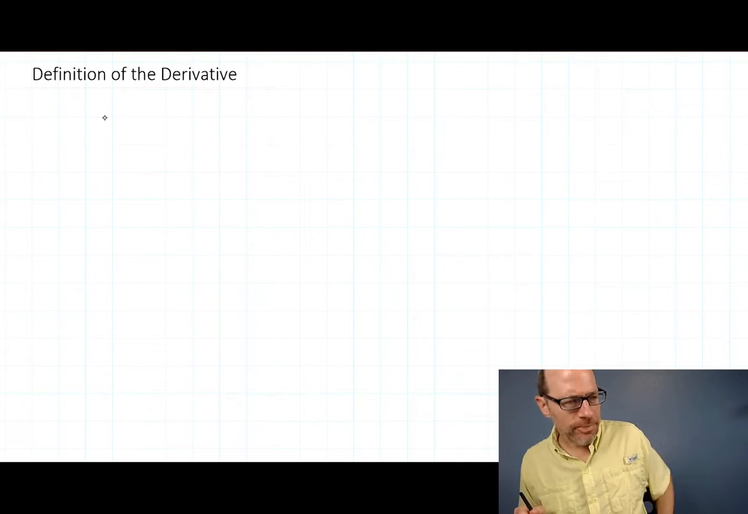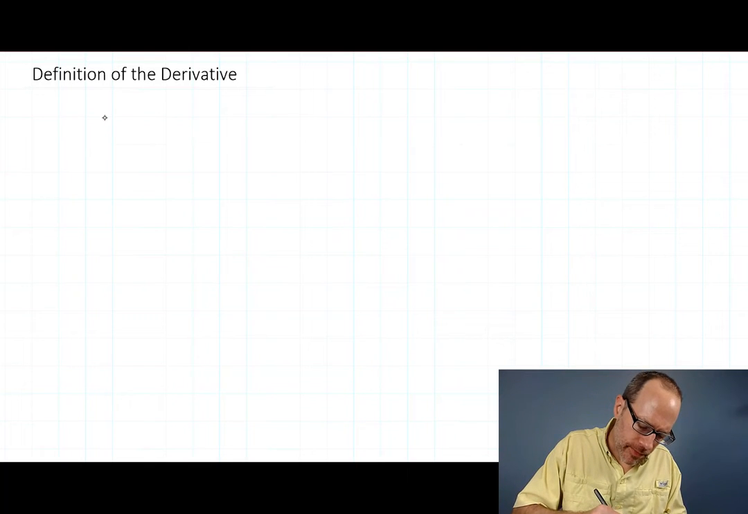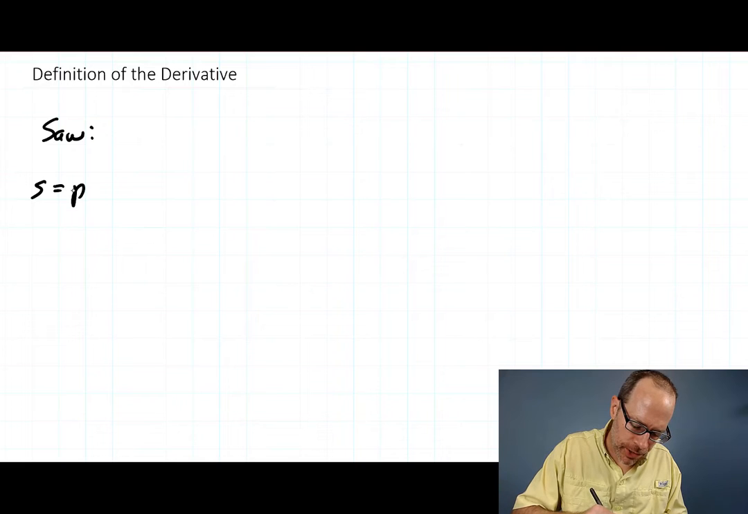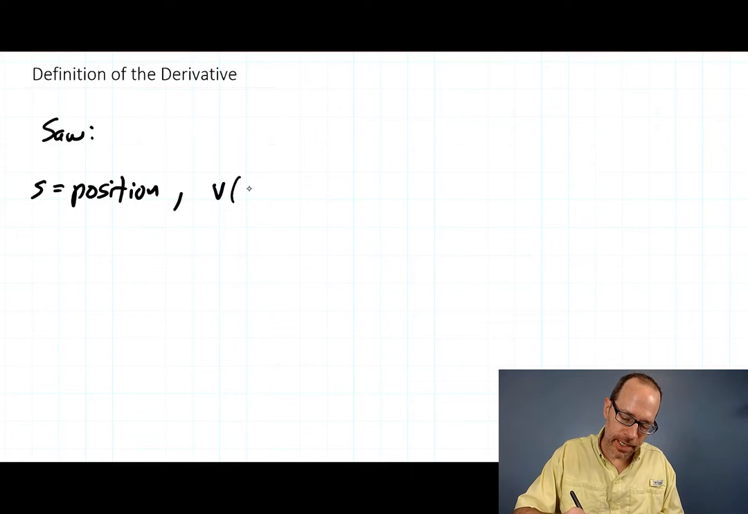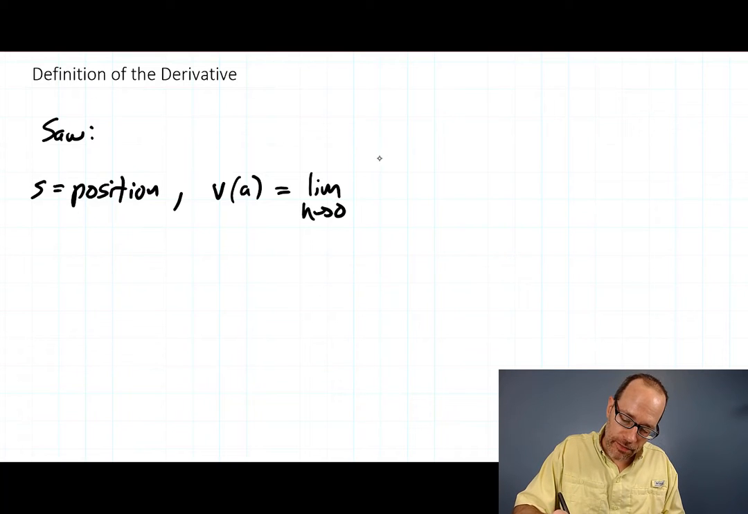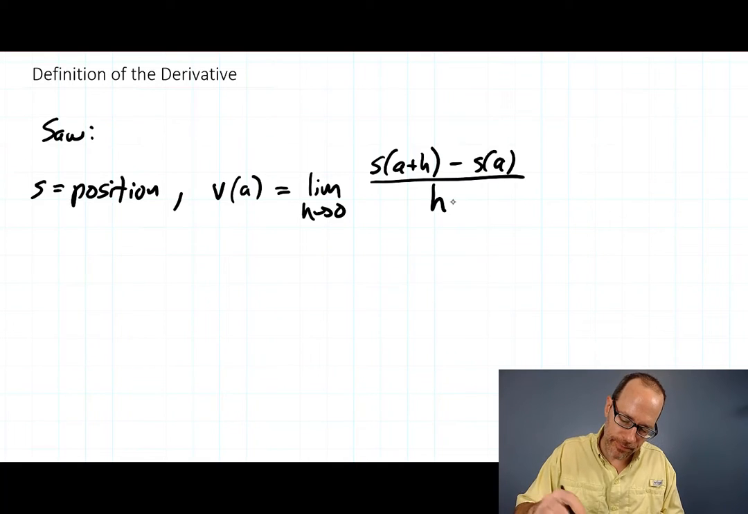Now remember that we've seen that if s was the position function as a function of time, then the velocity at some time a was just the limit as h went to 0 of s at a plus h minus s at a all over h.